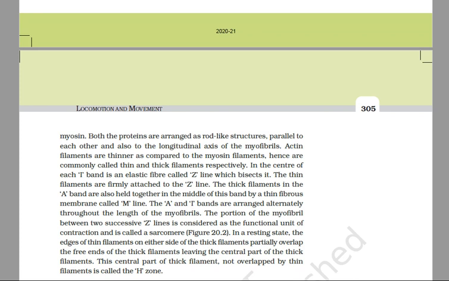Now, what is sarcomere? Sarcomere, it is a portion of the myofibril between the two successive Z lines, or the portion of the myofibril between the two successive Z lines is called sarcomere.